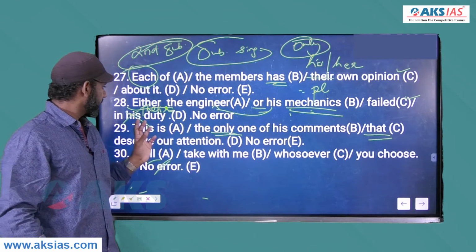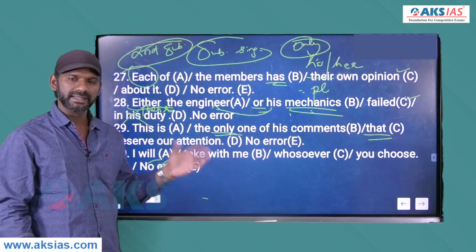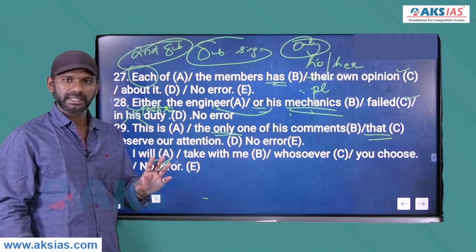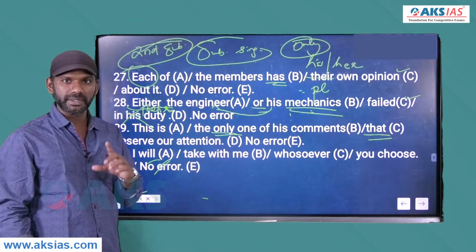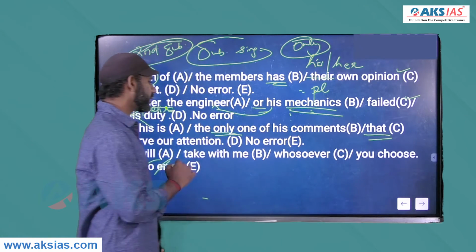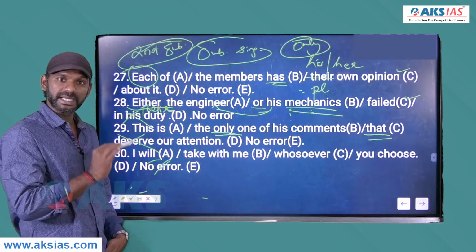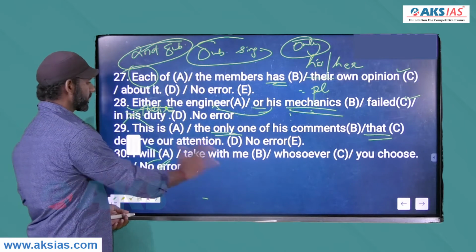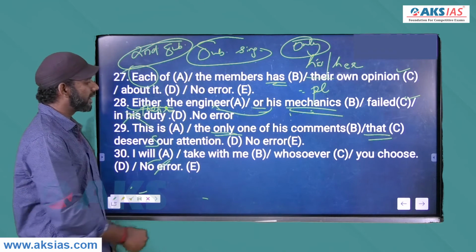Come to the statement once again. This is the only one of his comments. How many comments are we talking about in this sentence? Only one comment. In the sense that the subject is singular, the verb and the pronoun must also be singular. This is the only one of his comments that deserve our attention is wrong. Deserve is a plural verb. We require a singular verb here because of the exception with the word only. So the correct statement here must be, this is the only one of his comments that deserves our attention.